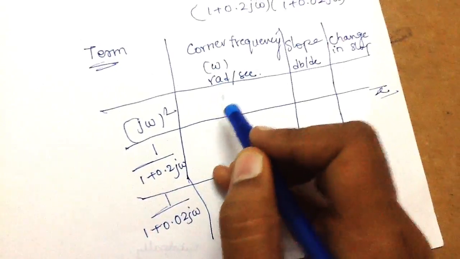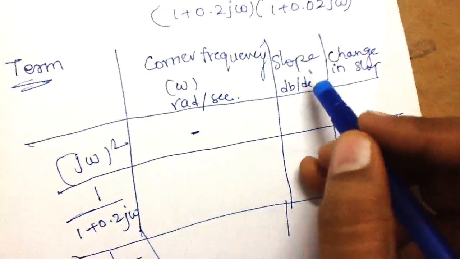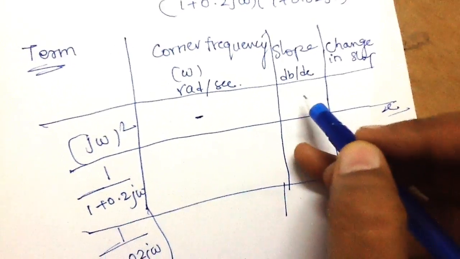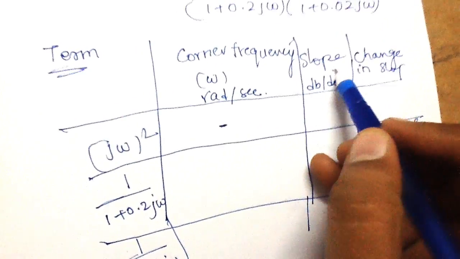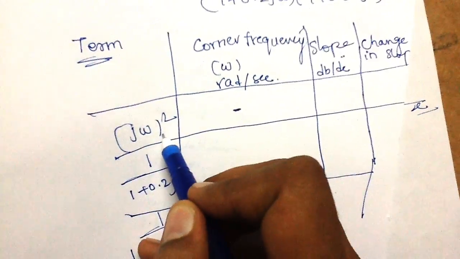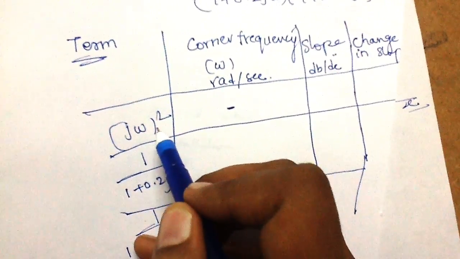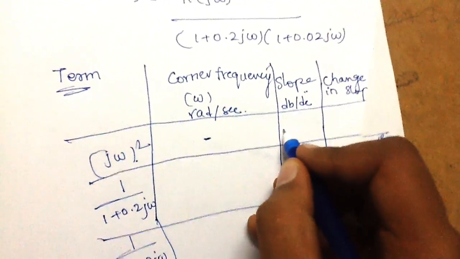And for the first one, you can leave a blank in here. And the slope, this is really easy to find out. When you want to find out a slope, just look at the term. Is the term in the numerator or in the denominator? It is in the numerator. So the slope is going to be positive.